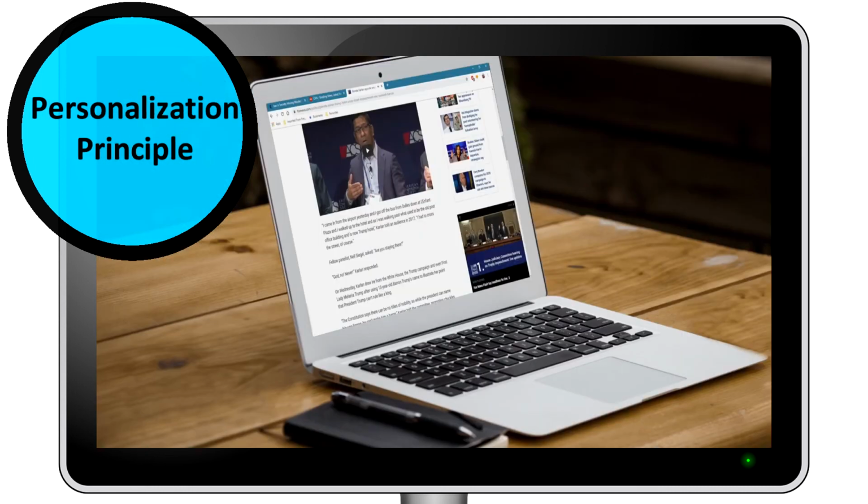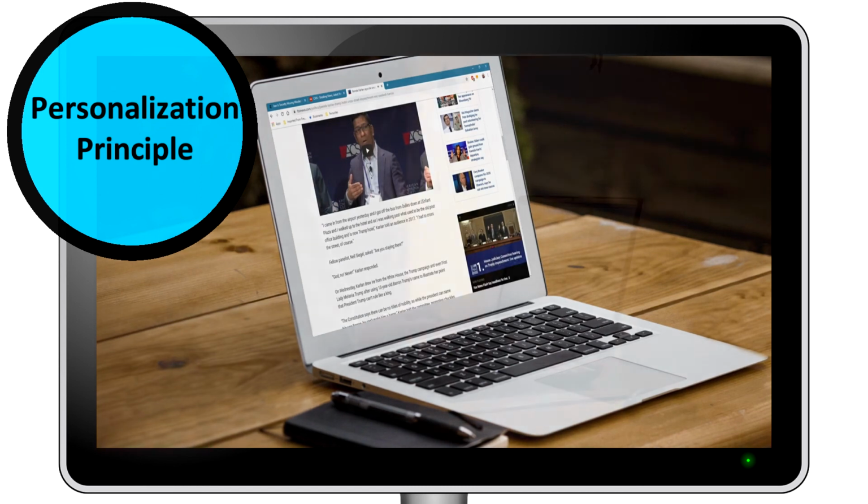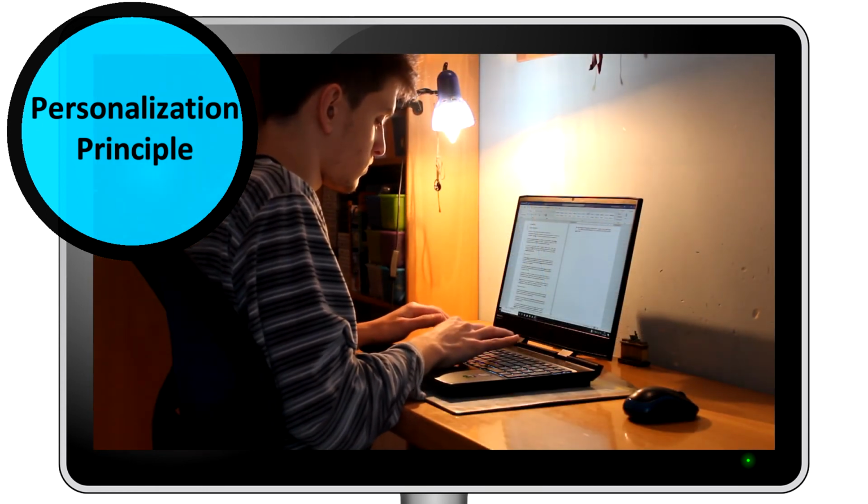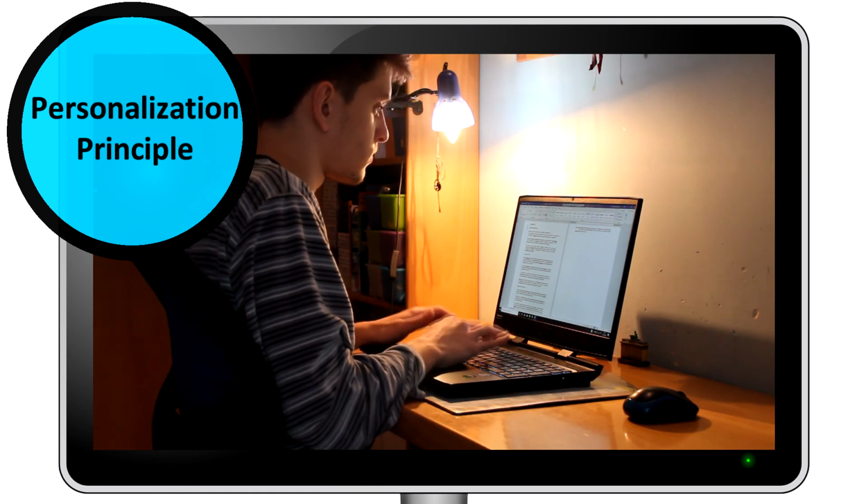And finally, the personalization principle states that it is best to use a conversational style. Discourse processing research reveals that learners work harder to understand information when they feel as though they are in a conversation with a partner.